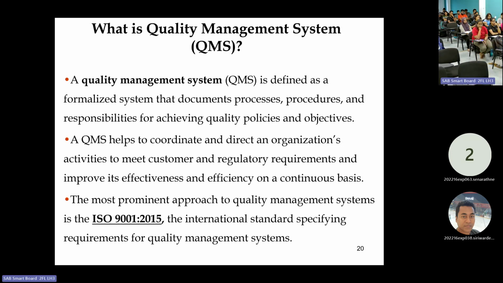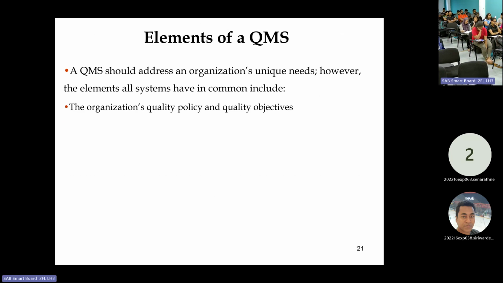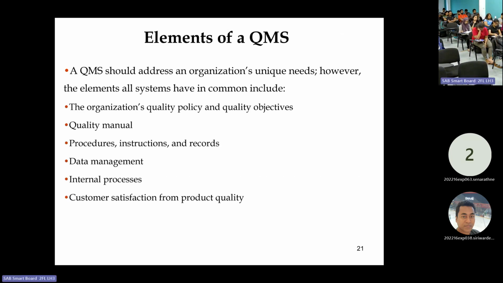I hope these two ideas are clear now: QMS, what is it, and what is the role of ISO in it? You can ask some questions when I read up. Right? So these are the main elements of a QMS. Organizations may come up with a quality policy and objectives, and then develop a quality manual that includes all the documented processes, how processes are completed, and who is responsible for them. So procedures, instructions, and records are well documented. Then data management, internal processes, and other steps like customer satisfaction from product quality, improvement opportunities, and quality analysis.